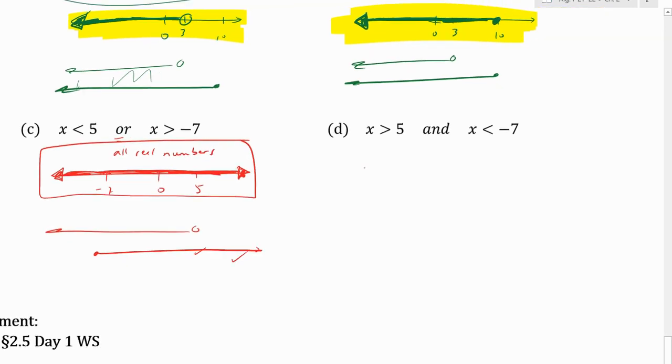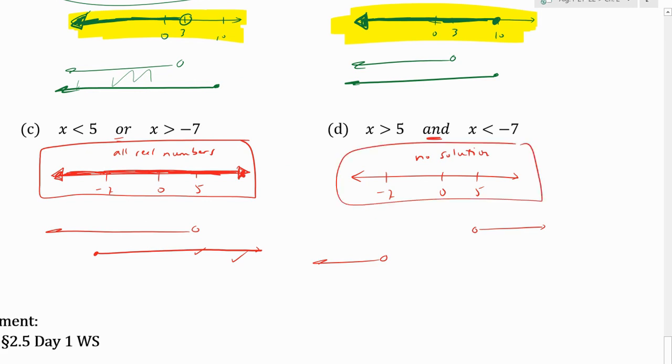But if you put an and did this, okay, let's say 0, 5, -7. I want to be bigger than 5 and at the same time smaller than -7. Well, there's no solution to that. There are no numbers that are both those two things. There's no overlap. So you'd have an empty number line.